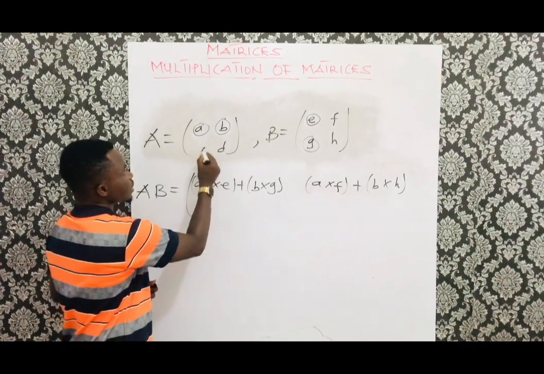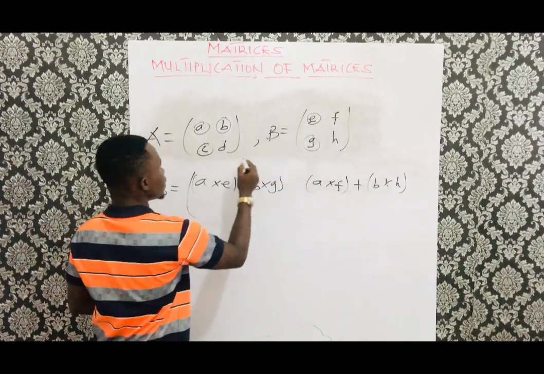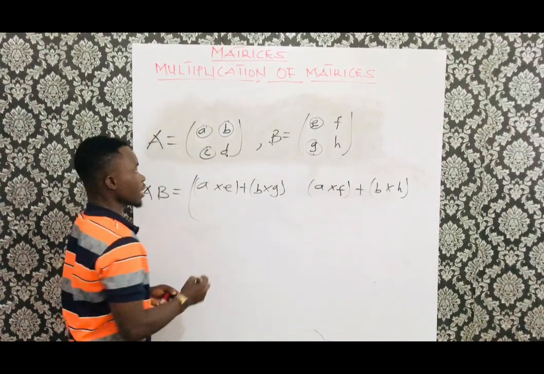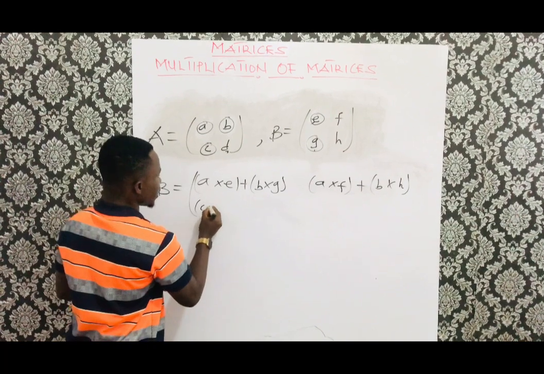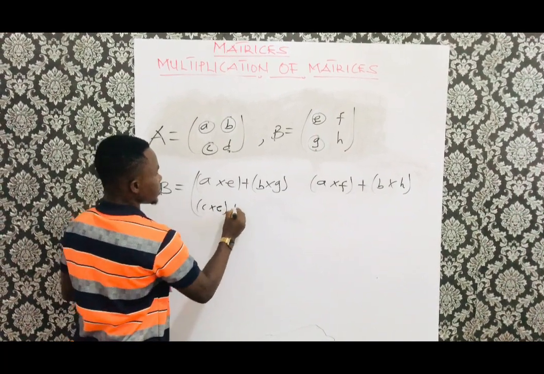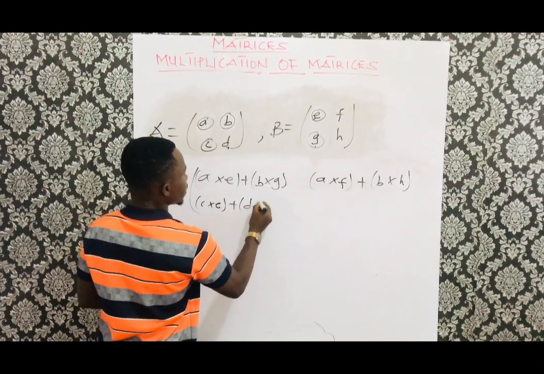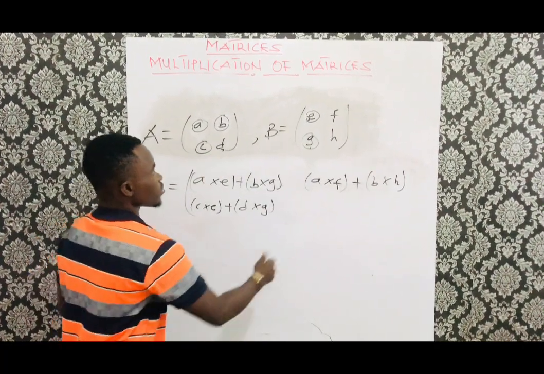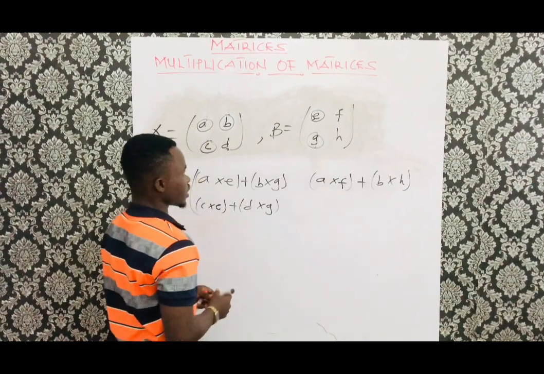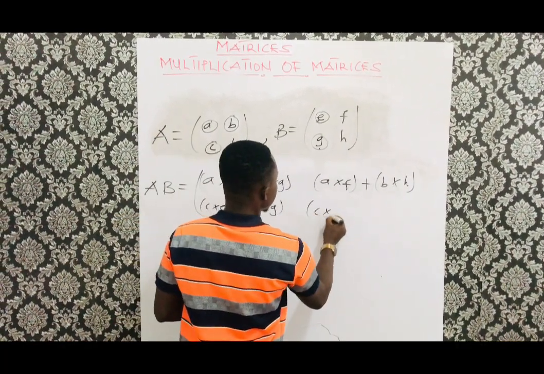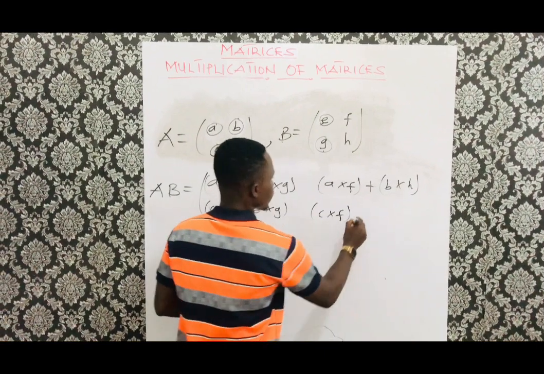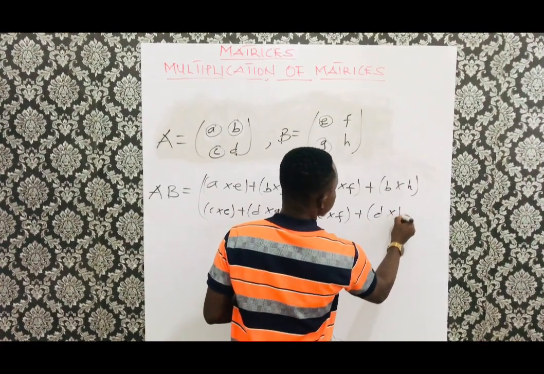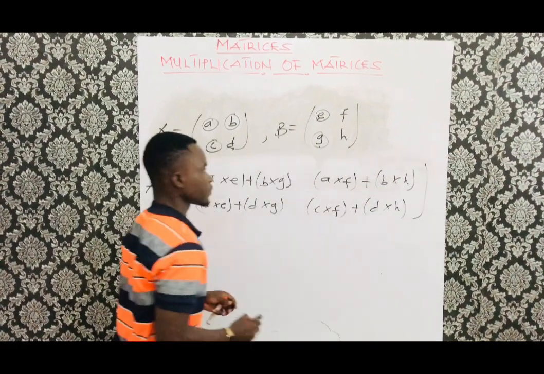Then C will also multiply E and D will also multiply G. Then we add their product together, which will be C times E plus D times G. This same C and D will also multiply F and H, which will be C times F plus D times H.